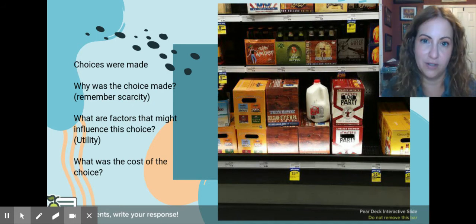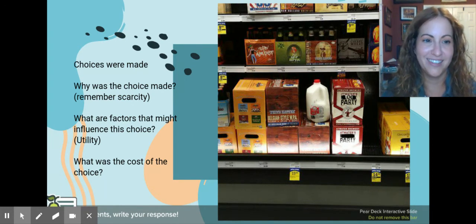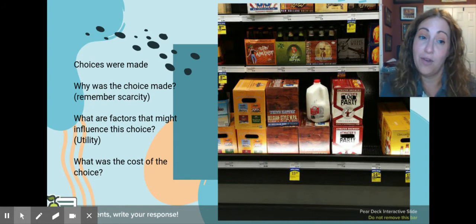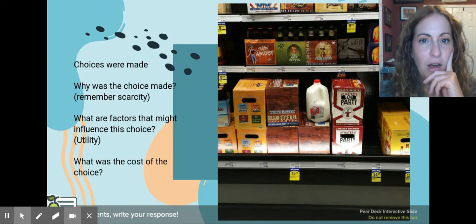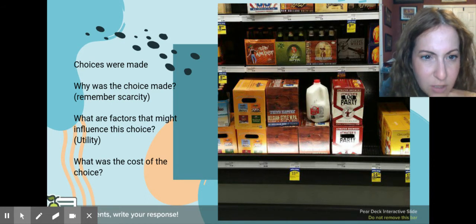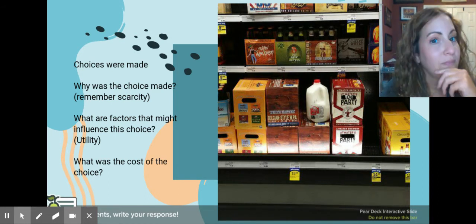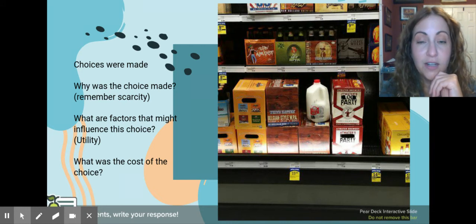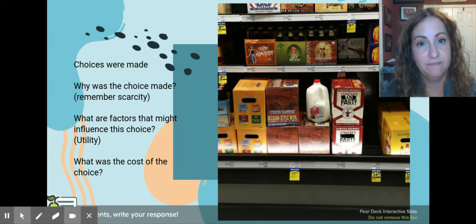My question is, what did the milk cost? Sorry. What did the beer cost? Not milk. They didn't pick the milk. I know that because the milk's there. But what did the beer cost? What was the cost of the choice? Some of you might be zooming in, trying to see if that was $15 or $9 or $8. Which one did they take? Choice and cost of choices for economists have nothing to do with price.